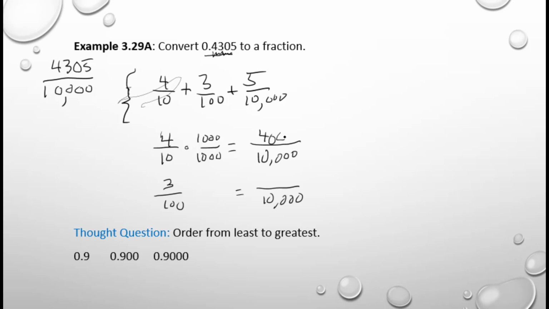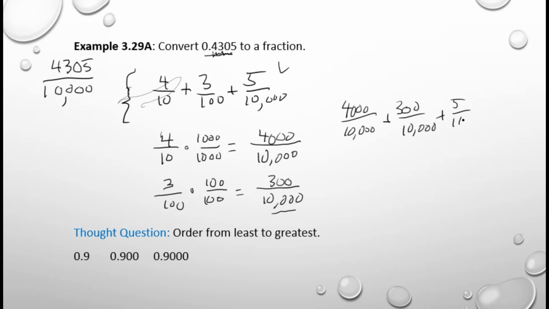4 times 1,000 is 4,000. Here I'm going to multiply by 100. 100 times 100 is 1 followed by 4 zeros, which would be 10,000, and the numerator by the same number, because I'm multiplying by 1, right? So that's 300. So I have 4,000 over 10,000 plus 300 over 10,000 plus my original 5 over 10,000. So that's 4,305 over 10,000. So that's the long way of doing it.